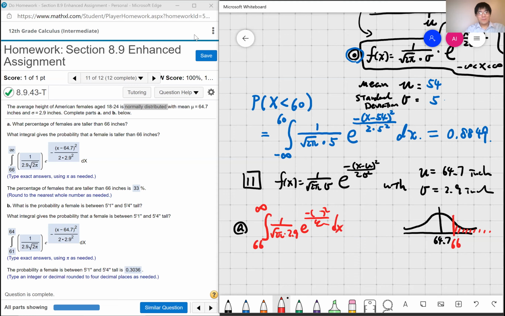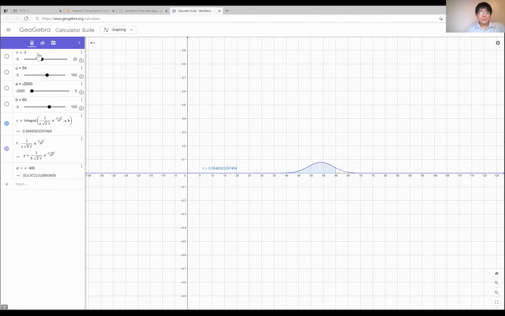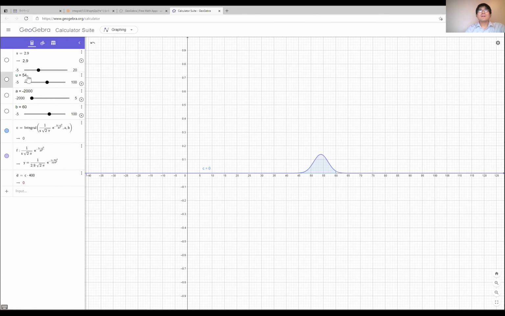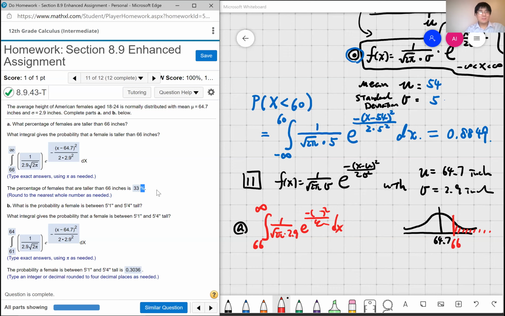Okay, so let me show you the calculator once again. The standard deviation is 2.9 and the average is changed to 64.7. The lower value is 66 and we integrate to infinity, but infinity doesn't seem to be accepted in this GeoGebra, so I'm just going to put in a large number, 1000. The answer is 0.326977. Because it is a percentage, you multiply by 100, so it's going to be 33%.